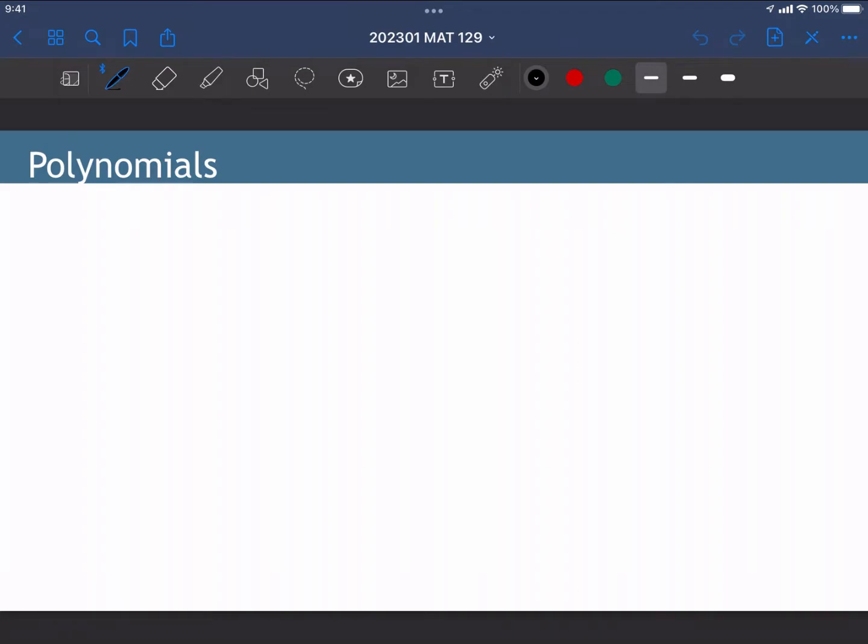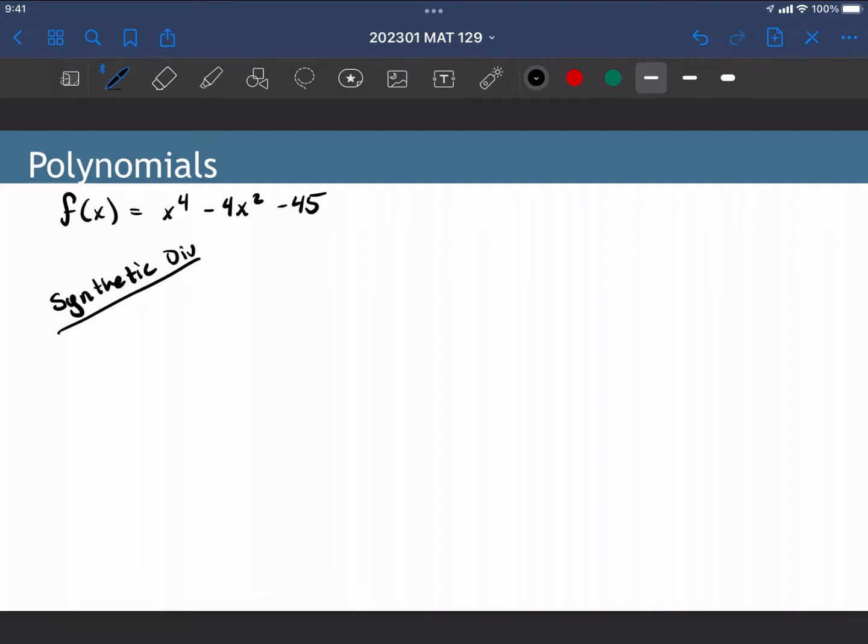Two ways we can do this. Let me rewrite our function first. It was x to the fourth minus 4x squared minus 45. So our first method is synthetic division, and this is my preferred method. I just think it works so much easier and quicker. All right, and so here's what you do.